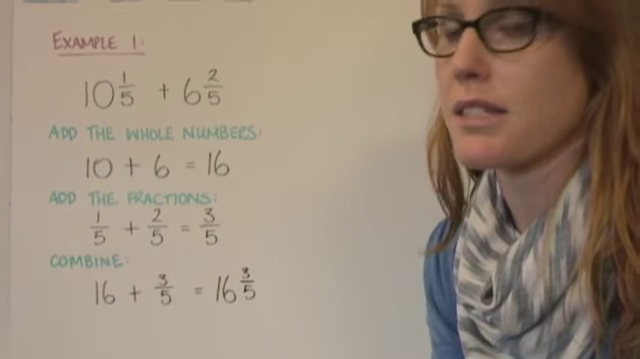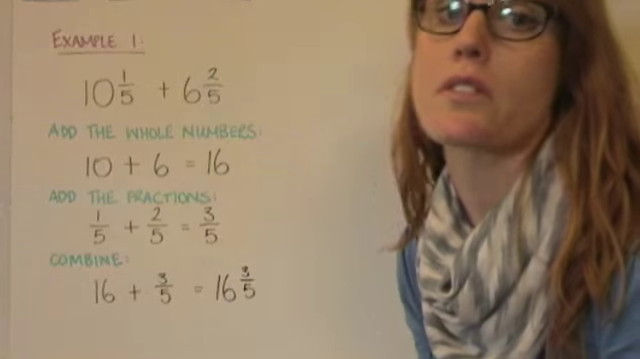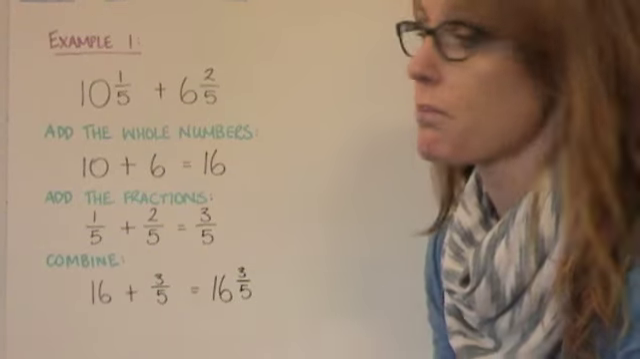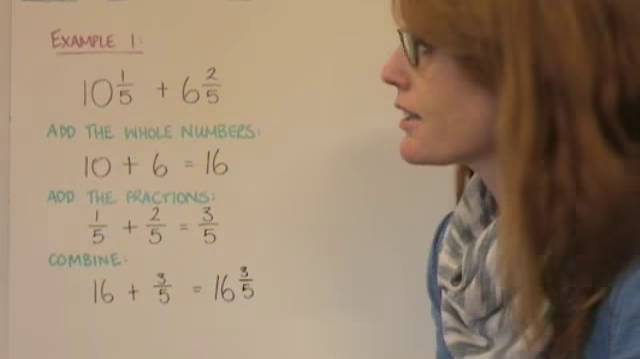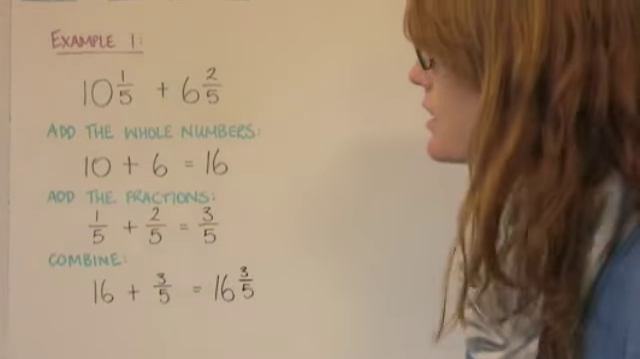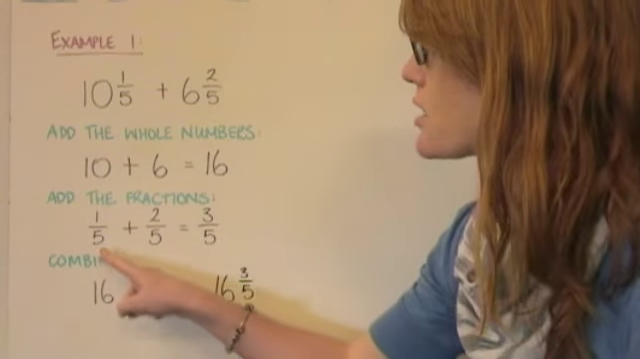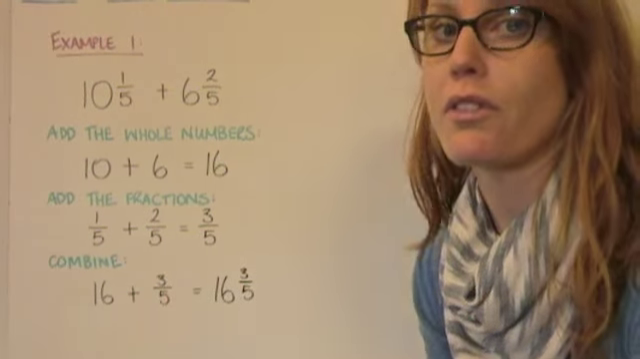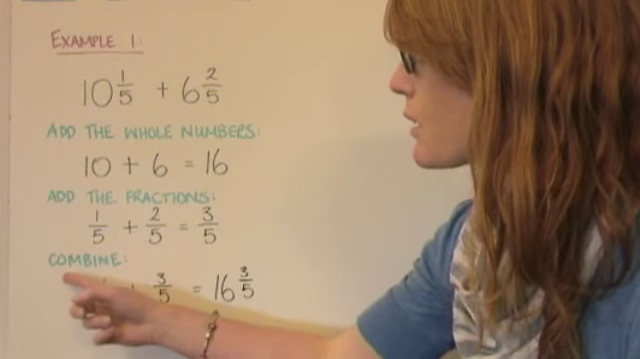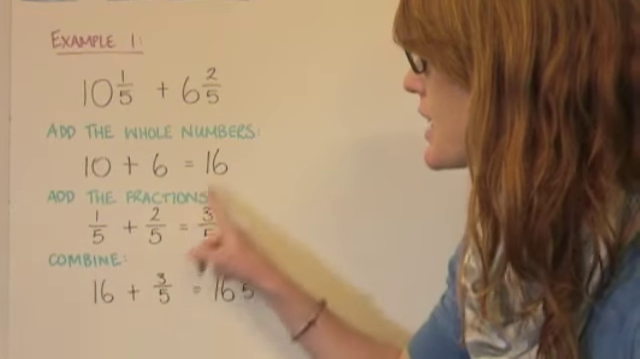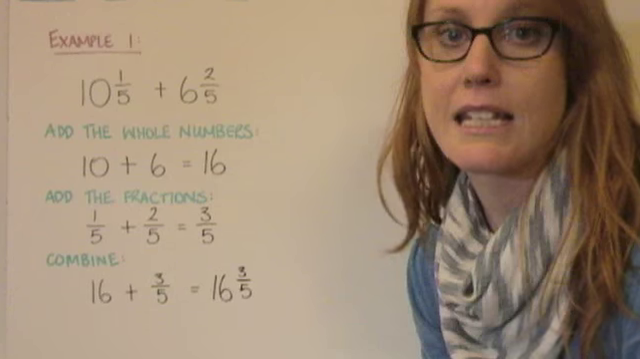Our first example has us adding 10 and 1/5 plus 6 and 2/5. Our first step is to add the whole numbers. 10 plus 6 is 16. The next step is to add the fractions, and in this case it's simple because the fractions have like denominators. So we have 1/5 plus 2/5, and that equals 3/5. Then we simply combine. So we have 16 plus 3/5 equals 16 and 3/5.